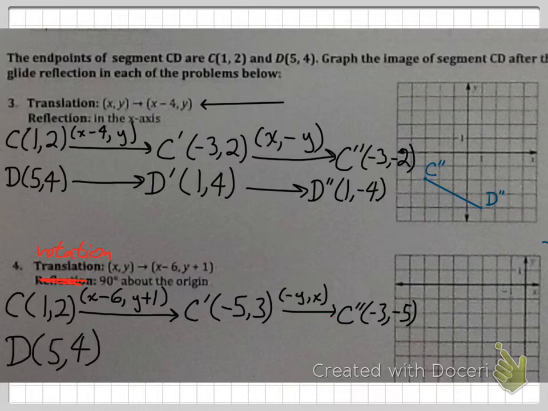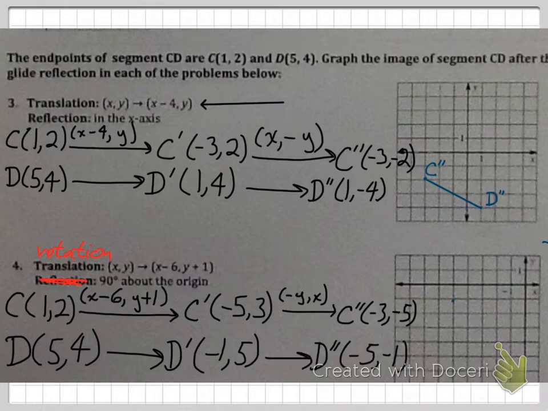And then similarly with D, if you start off with 5, 4, after the translation you'll get -1, 5. And then after the rotation, 90 degrees about the origin, counterclockwise, by the way, this is counterclockwise, then you get -5, -1. And so what does that line segment look like? Voila, right there. That's your C double prime, D double prime line segments, okay? Remember what voila means. It's English for voila.